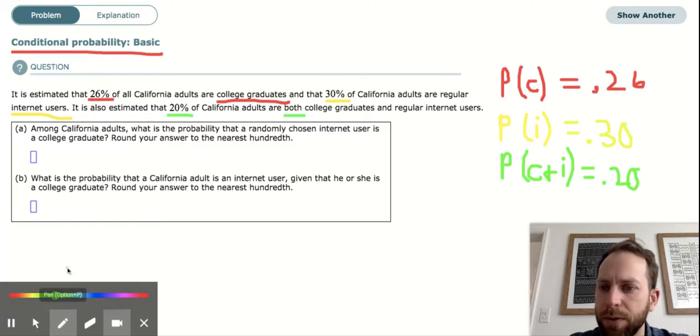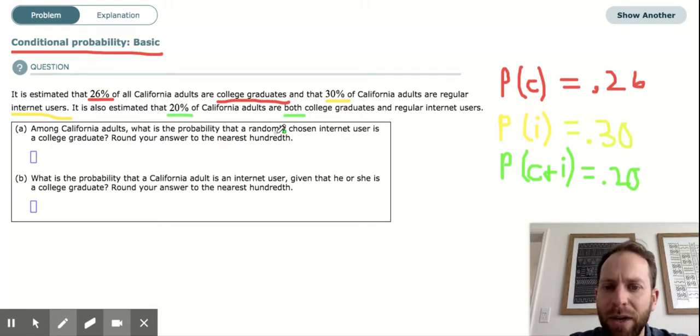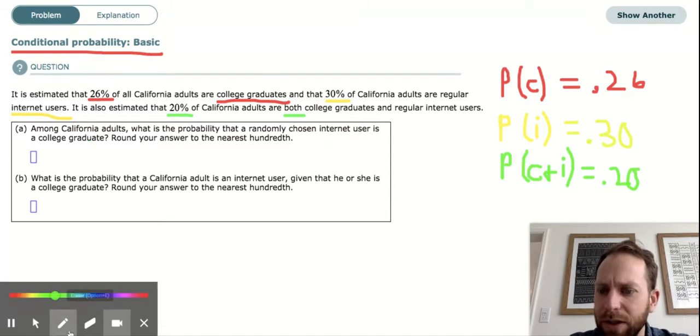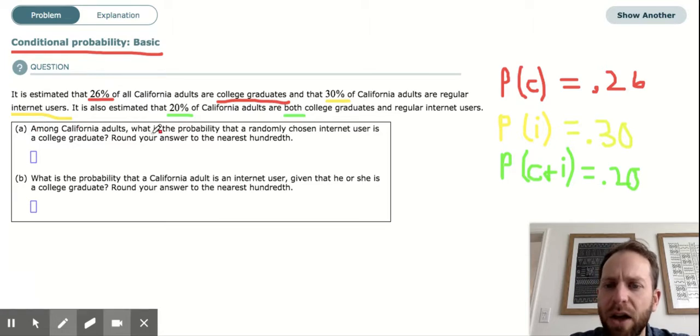All right, so we're gonna go ahead and figure out these two probabilities. Let's start with the first one. Among California adults, what is the probability that a randomly chosen internet user is a college graduate? So what this is really asking us about is college graduates, because the way the question is worded, a randomly chosen internet user is what's given already, is a college graduate. That's what we want to solve for. So that's what we're going to want to isolate. We're going to want to isolate the C, the college graduate. Round your answer to the nearest hundredth.